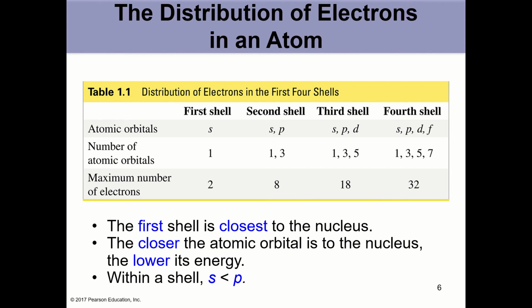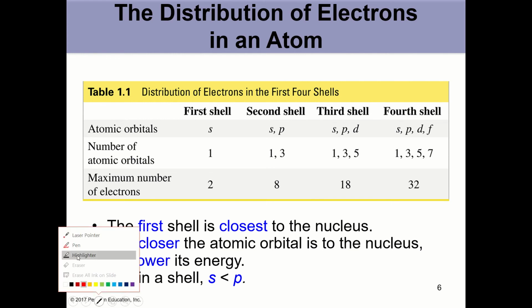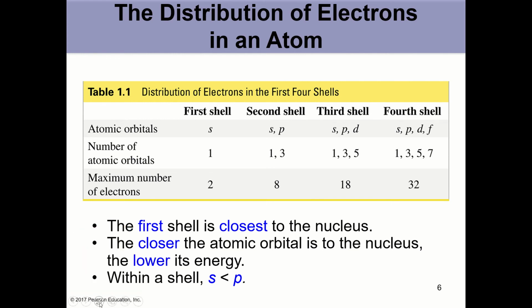Distribution of electrons in an atom. So you guys learned how to write electron configurations, and you still need to know how to write electron configurations, and you need to know how we have described the organization of electrons around an atom. So we say that atoms have atomic orbitals and shells. And the first shell is S, and that would be row 1, which contains only S atomic orbitals.